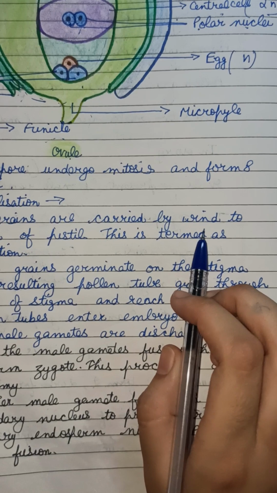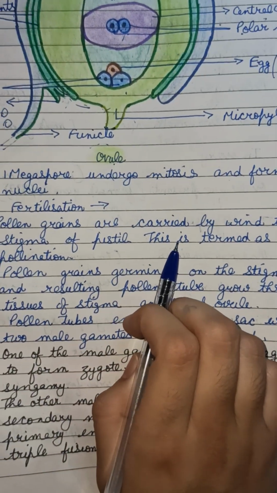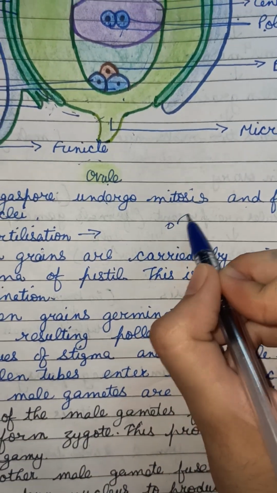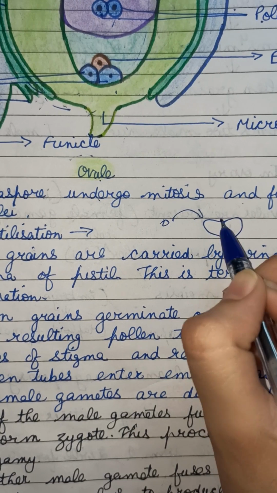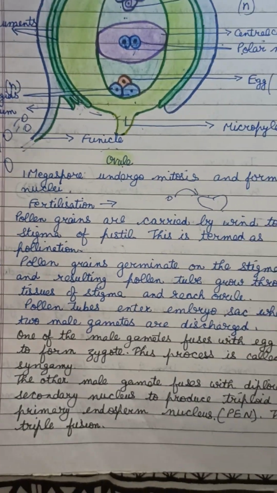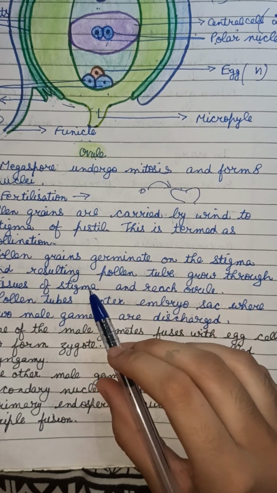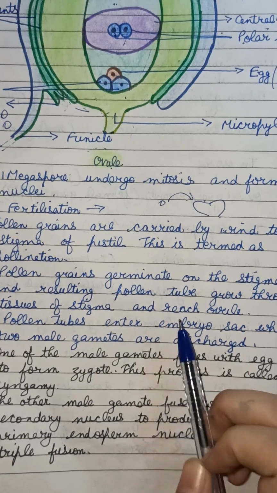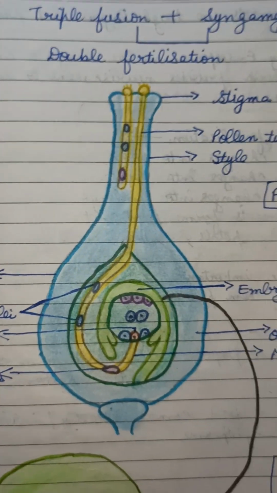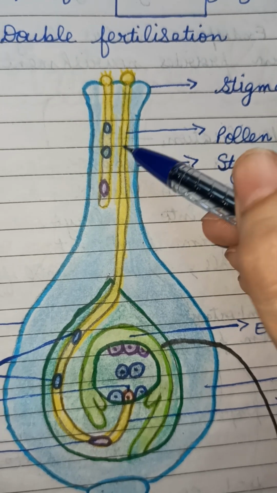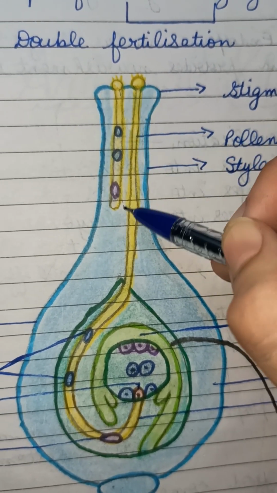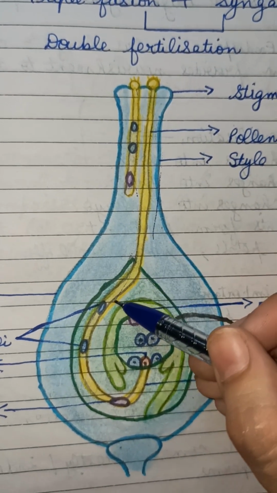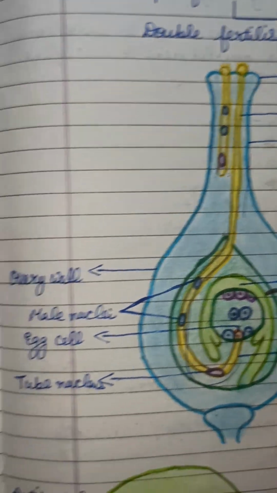So now here fertilization. Pollen grains are carried by the winds to the stigma of the pistil. This is called pollination. We know that transfer of pollen grains to the stigma of the flower is called pollination. Now, pollen grains germinate on the stigma and the resulting pollen tube grows through the tissue of stigma and reaches the ovule. Here you can see these are our pollen grains, and this is a growing pollen tube through the style into the ovule.